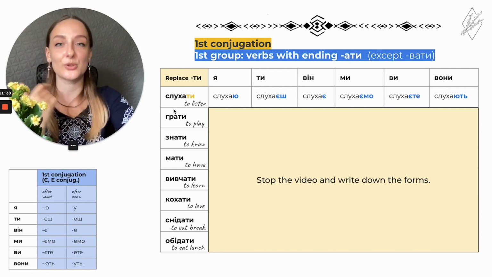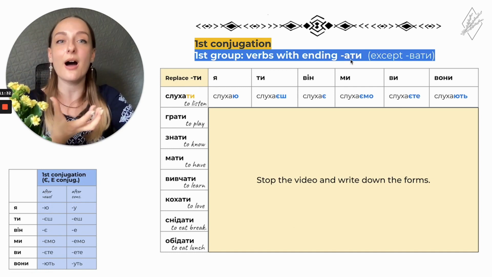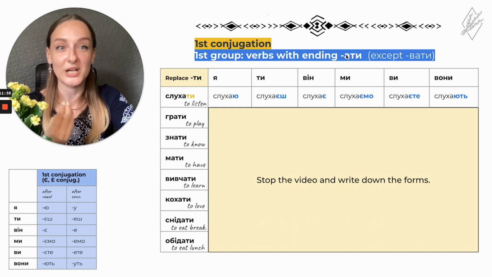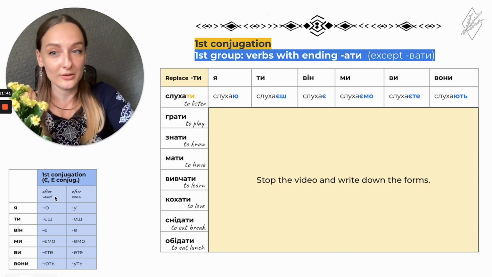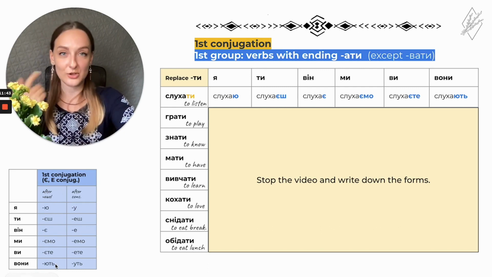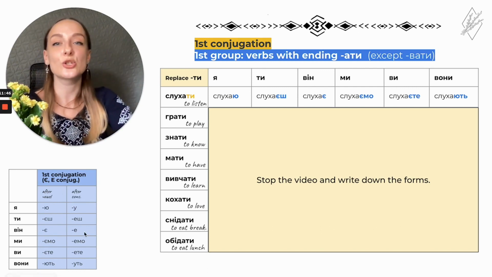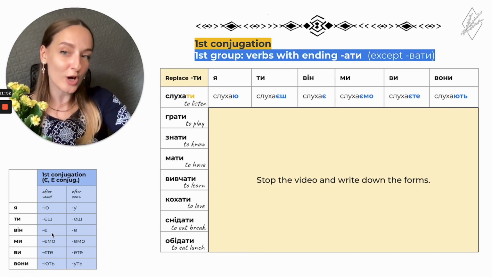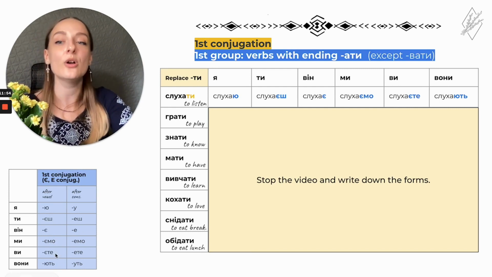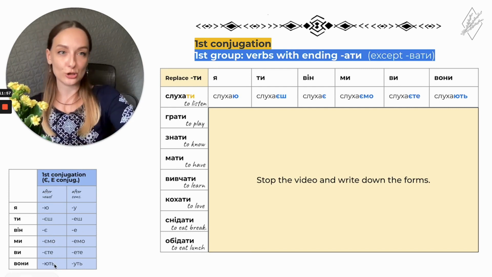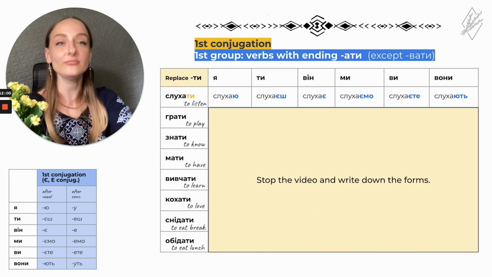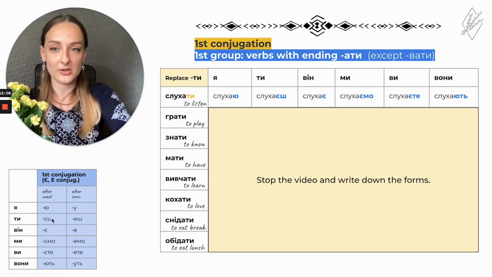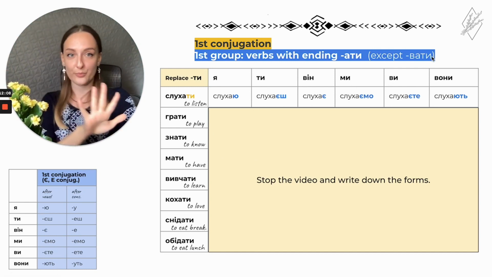Why first? Because when we drop ти from the ending ати, а will stay there, right? It will not go anywhere. And that is why, as it's a vowel, we use the first set of endings for this conjugation. So, я слухаю, ти слухаєш, він, вона слухає, ми слухаємо, ви слухаєте, вони слухають. Here they are. So, the rule is clear. We drop the ending ти and add these endings to our personal pronouns.